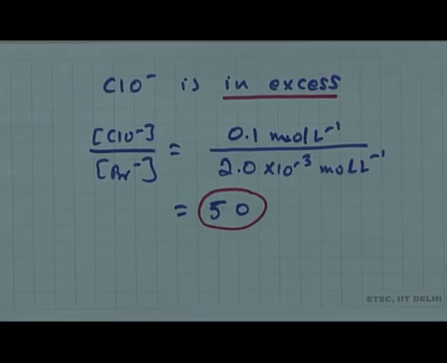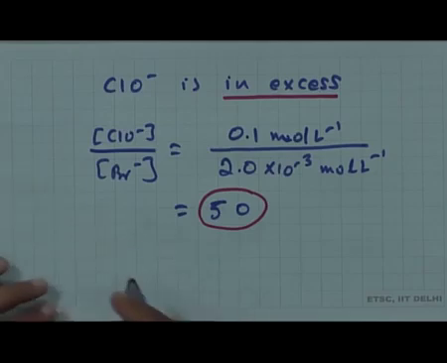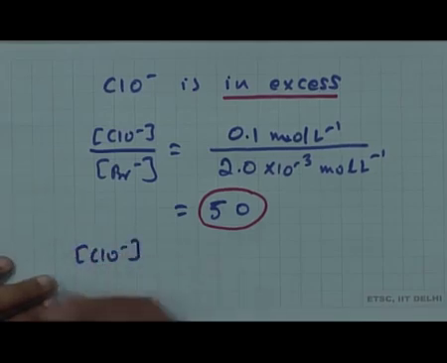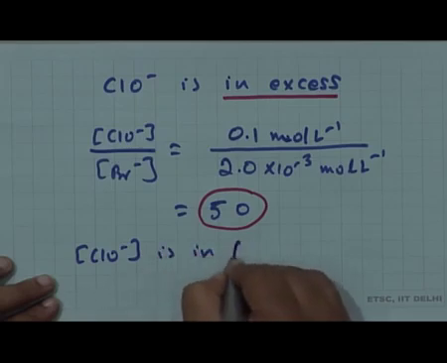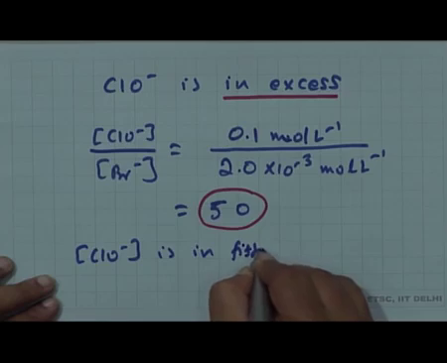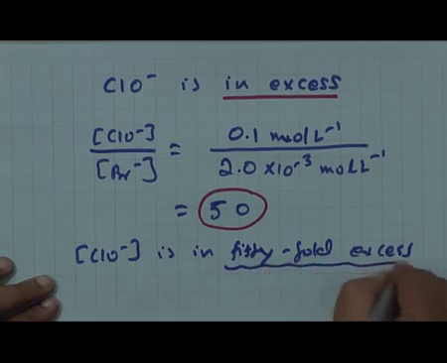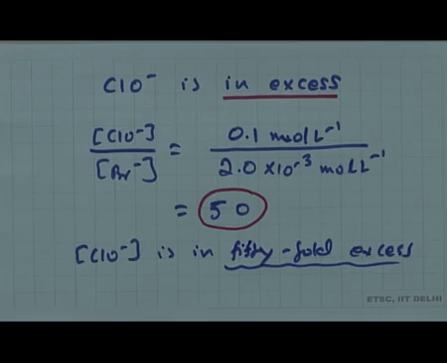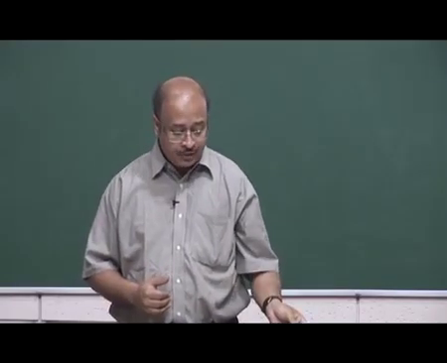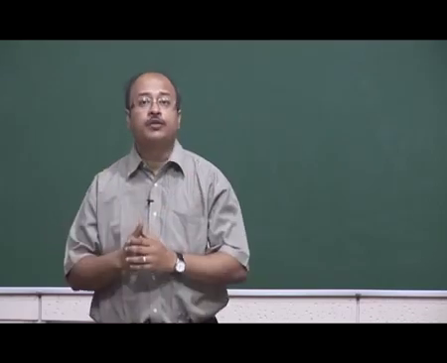What it means is, it said that ClO minus is in excess. That means ClO minus is in 50 fold excess. ClO minus is 50 fold in excess than Br minus. Now, let us see what is the effect of this. So, you let the reaction run and you plot kinetic profiles. Let us now look at the kinetic profiles of the two reactants, hypochlorite and bromide.